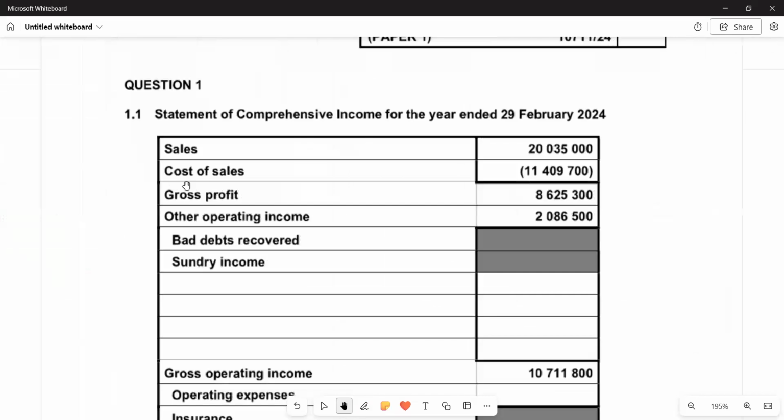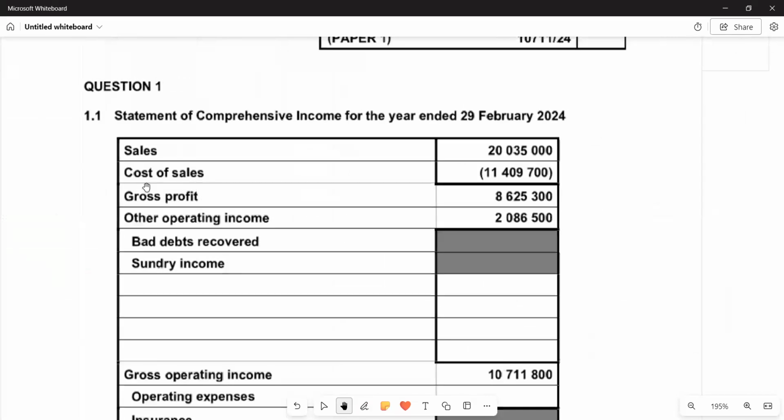So you're seeing that some figures are pre-entered. We are starting to enter from other operating income there. That's where we're going to pick some other operating income that are there in the question. So we already have bad debts recovered, which has no figure to be entered since it's shaded there. And then sundry income also has no figure to be entered, shaded.